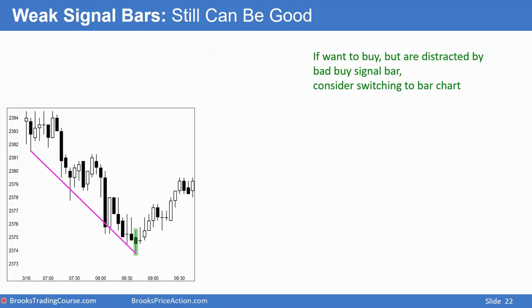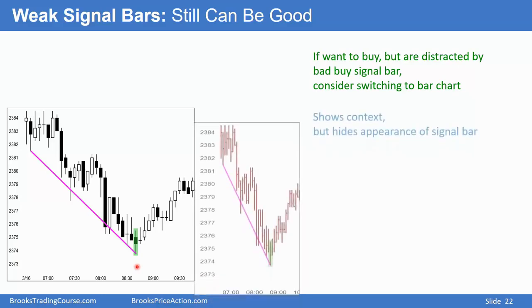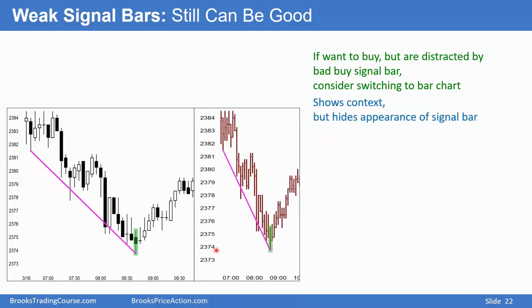Some traders look at this and say, I want to buy. We have consecutive sell climaxes. We're reversing up from the bottom of the line. We keep reversing up from it. We're probably going higher, but they can't get past this bad buy signal bar. They look at that bear bar and say, I don't want to buy above a bear bar, but I know it's going up. Well, one way to get around that is don't look at a candlestick chart. Just put up a bar chart, and you don't see the bear bar. All you see is the context.